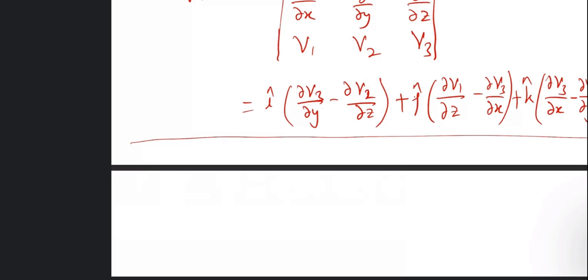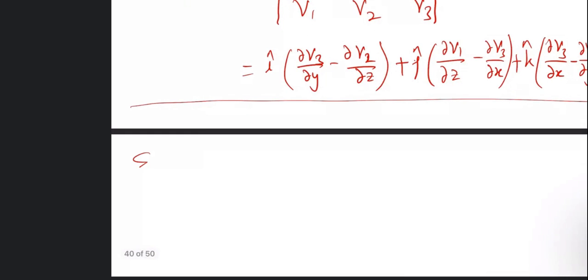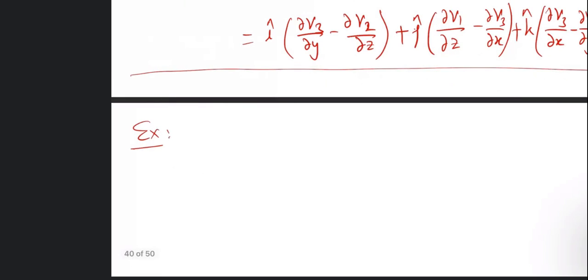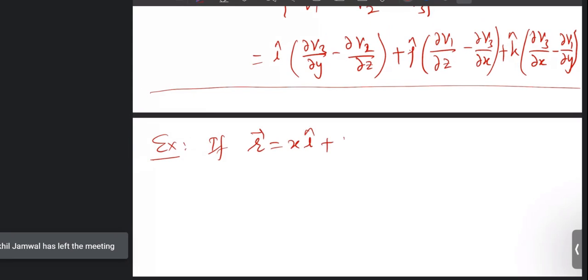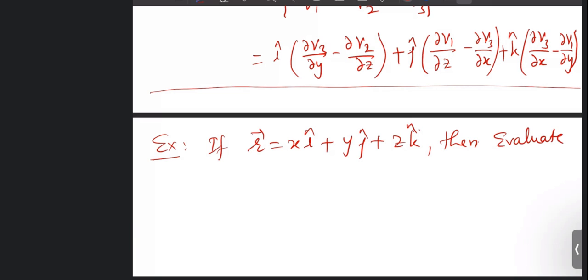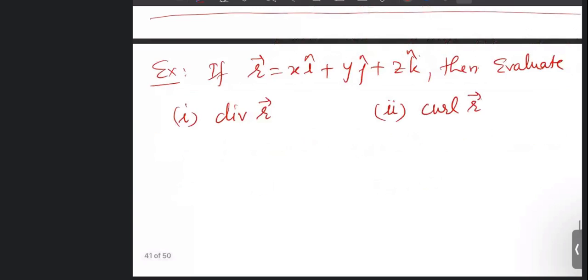Now let us consider some examples to find the divergence and curl of some vectors. Example: if we are given the vector R equal to xi plus yj plus zk, then evaluate first the divergence of vector R, and second the curl of vector R. These two are to be determined.